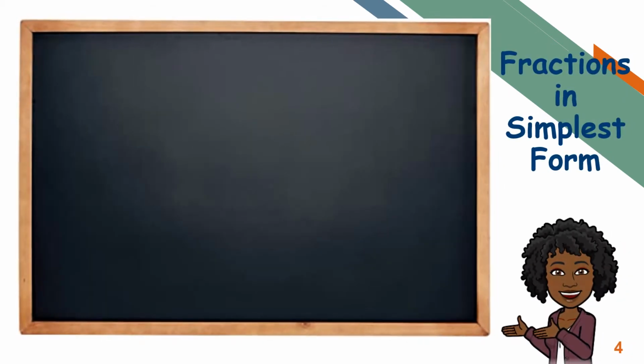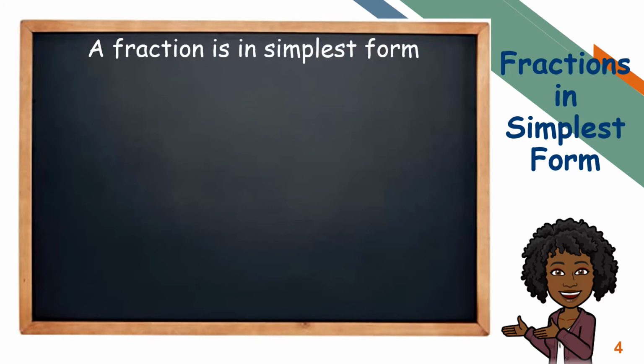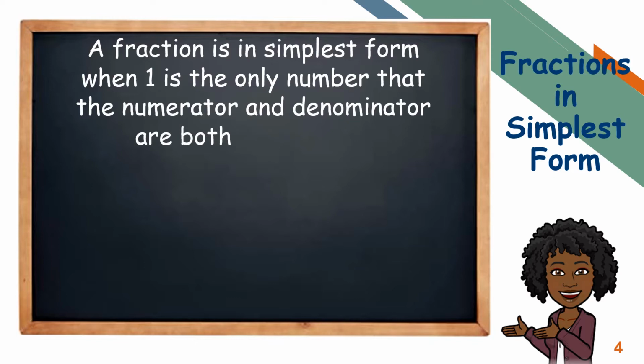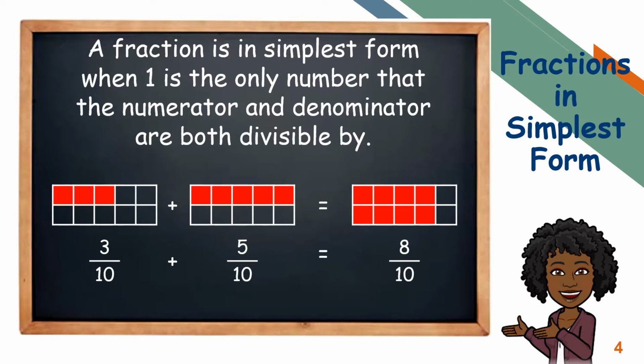First, let's look at fractions in simplest form. A fraction is in simplest form when 1 is the only number that the numerator and denominator are both divisible by. Let's look at this problem. 3/10 plus 5/10 equals 8/10. We will go into more detail with adding in a few moments, but for now, look at the answer, 8/10.